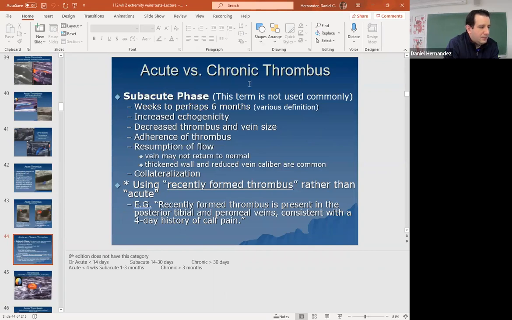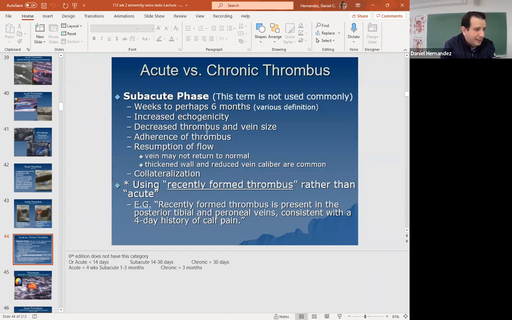So this just talks again about acute versus chronic. This term isn't commonly used: the subacute phase. This is as the body's trying to heal and lyse and break up that thrombus. It eventually starts becoming more echogenic, so we demonstrate increased echogenicity. We have decreased size in the thrombus and in the vein size.